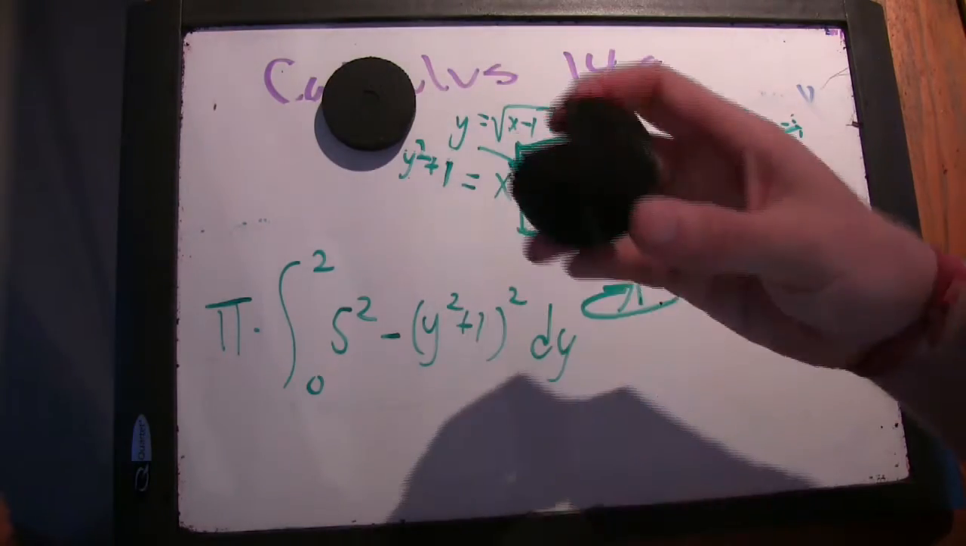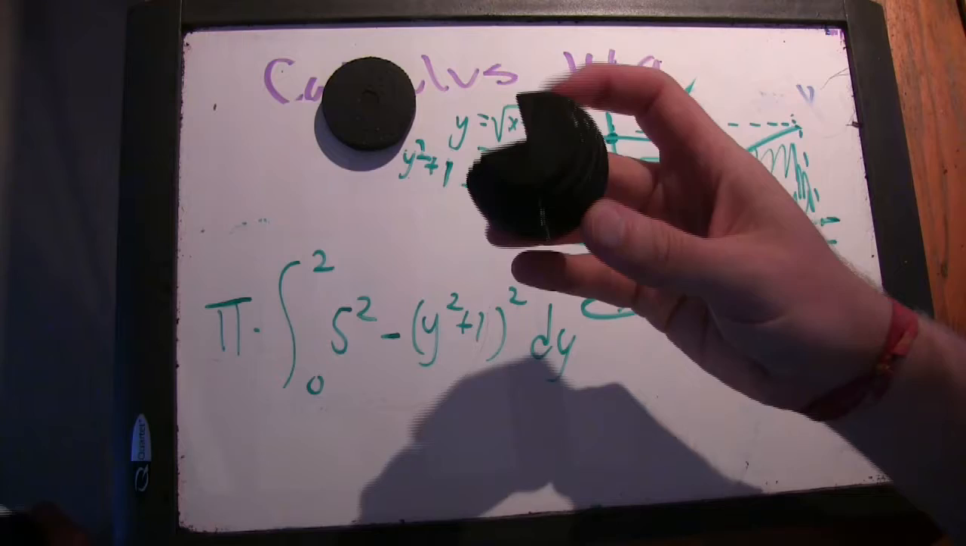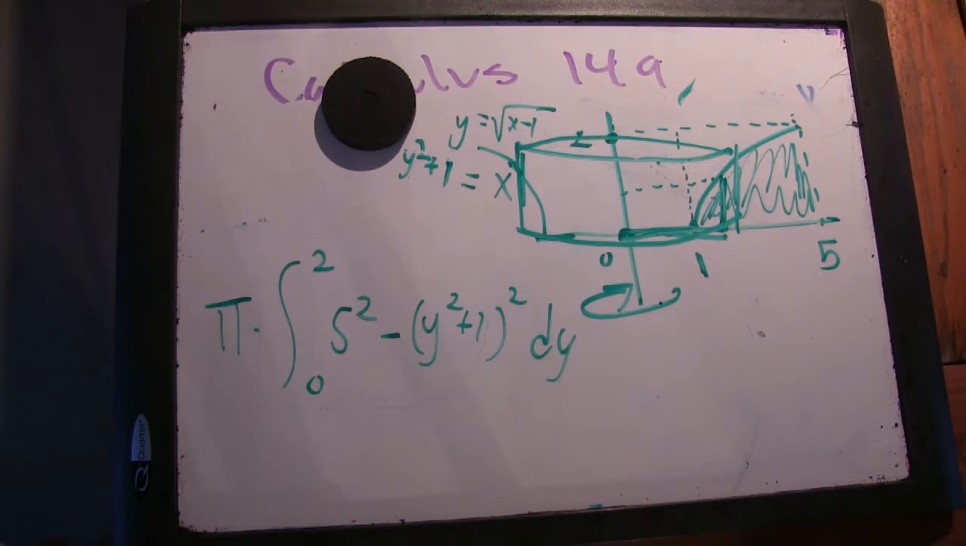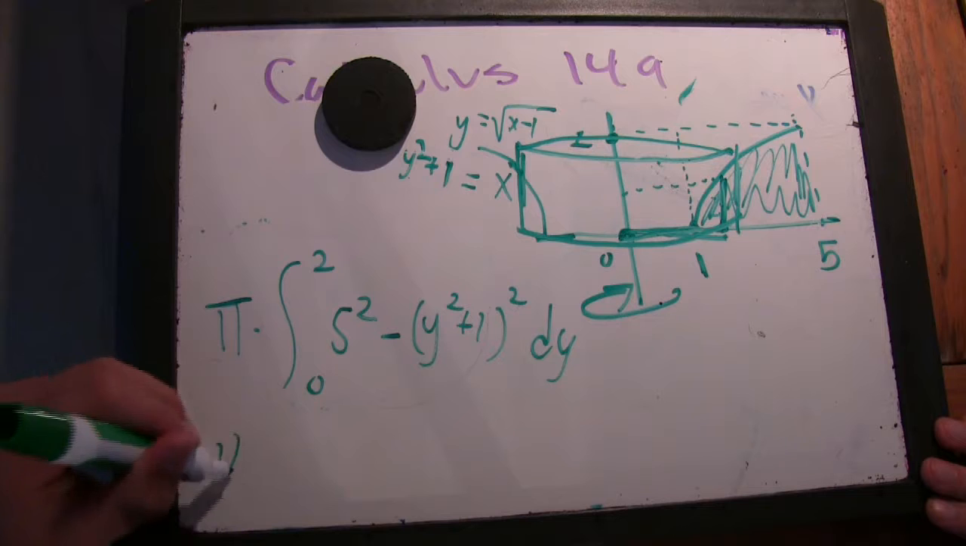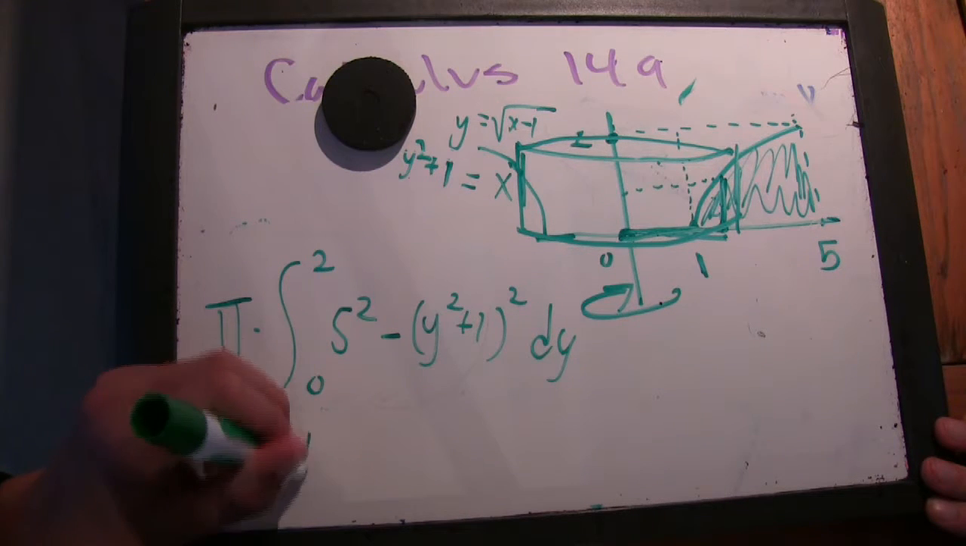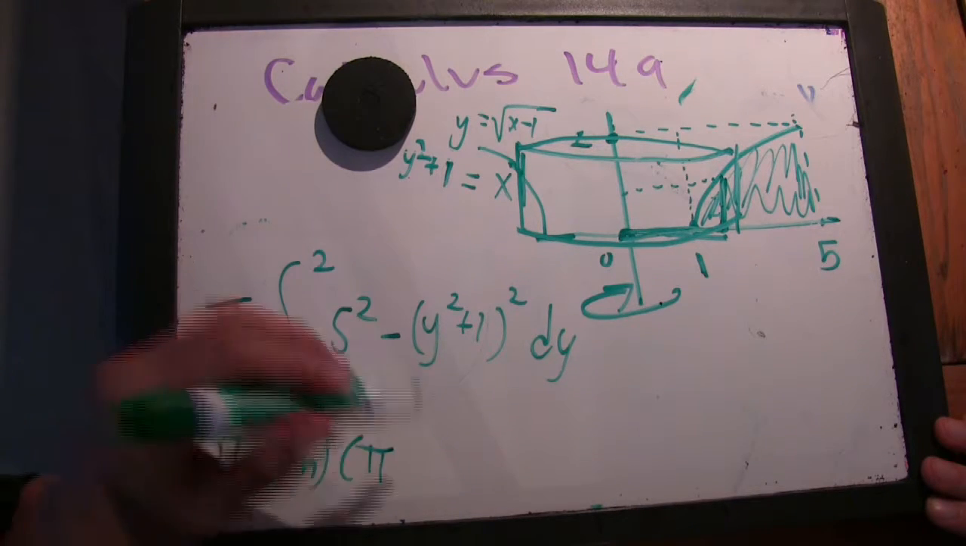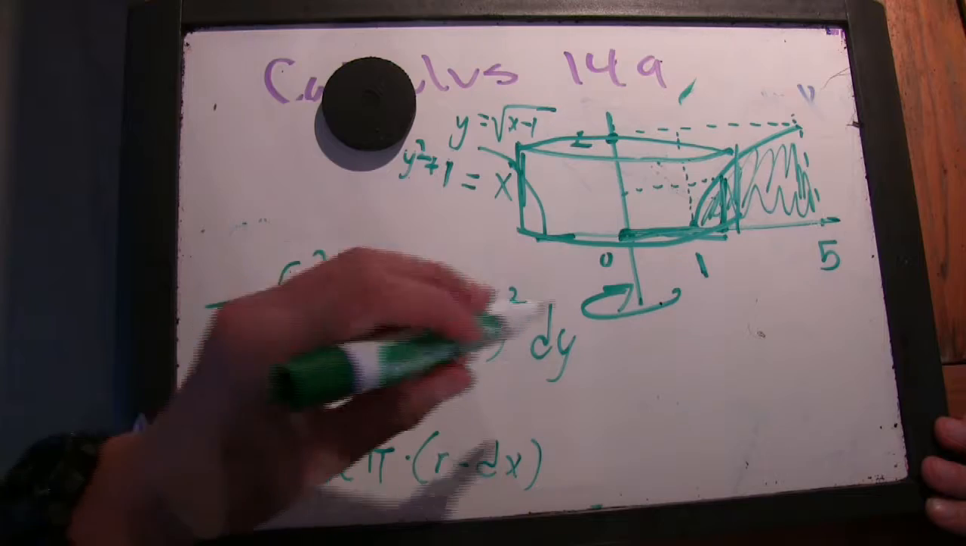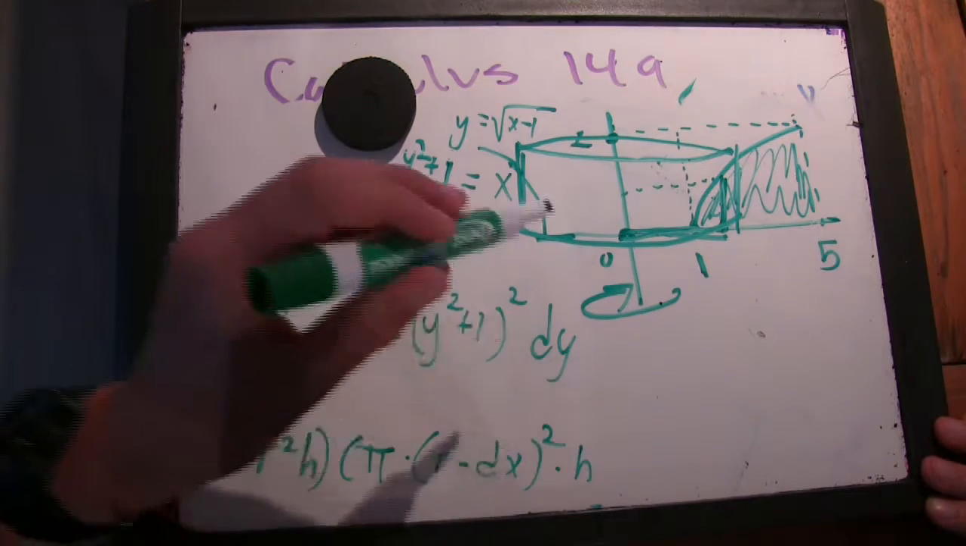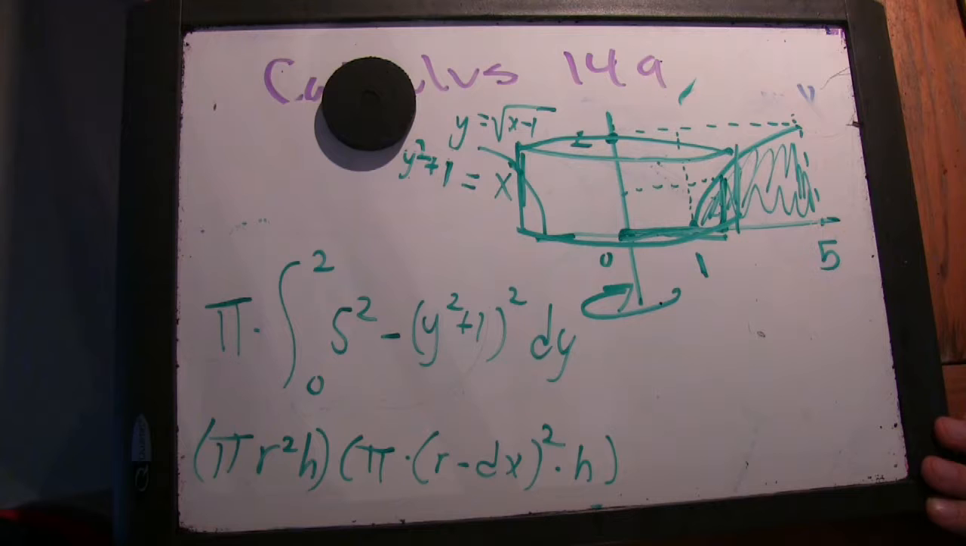So I have a shape that has some shells here, but I don't know how well it shows up. What do you got? Well, I would write this as pi times r squared times height, minus pi times r minus dx squared times the same height. Okay, yeah, that is basically the right concept.